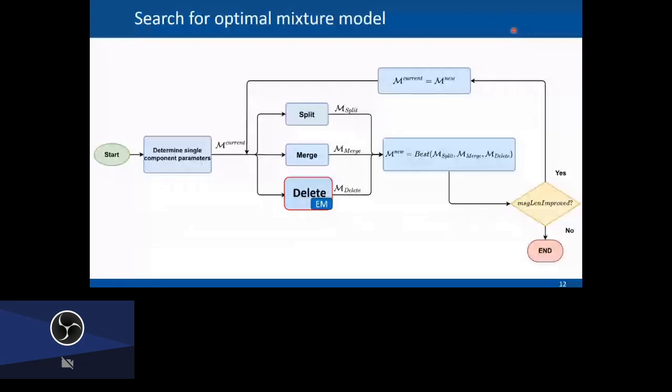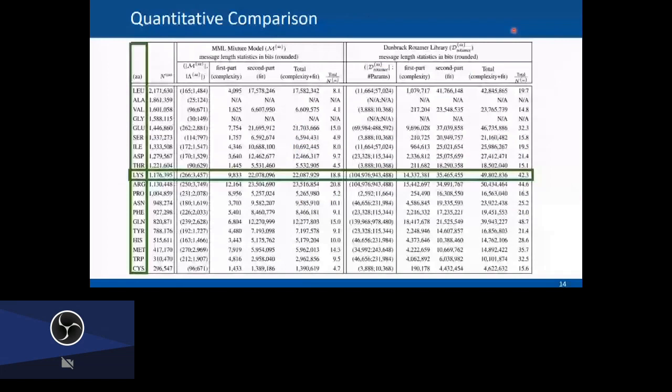This table shows a quantitative comparison between MML inferred models and Dunbrack's Rotamer library in terms of message length across all the amino acids when encoding a non-redundant protein dataset. Let's take any amino acid for comparison. In this case, let's take lysine. Lysine has 6 degrees of freedom from 2 (phi, psi) in the backbone and 4 sidechain dihedral angles. For lysine, MML inferred a mixture model with 266 components, and across these components, there are around 3,000 component parameters.